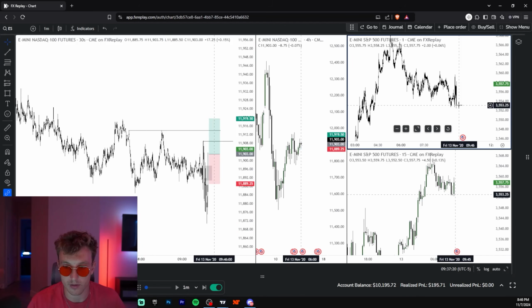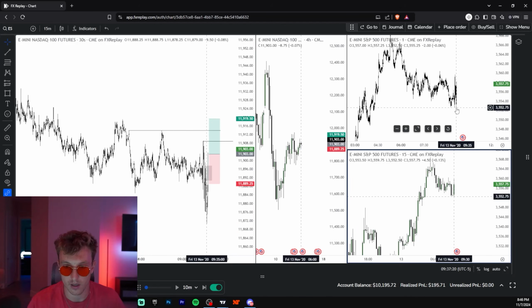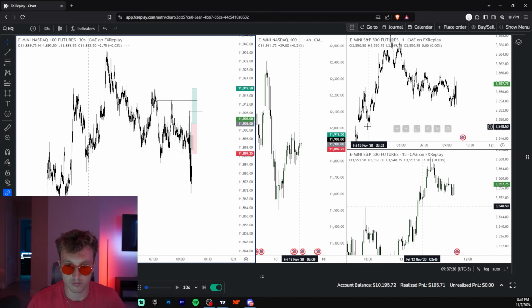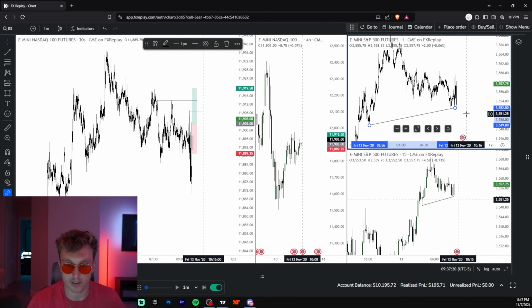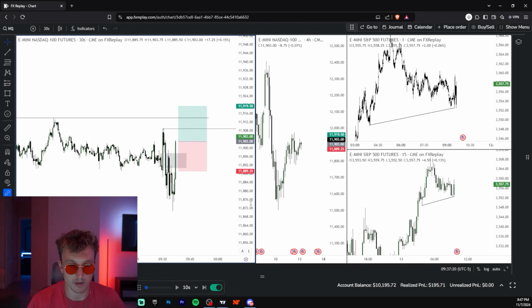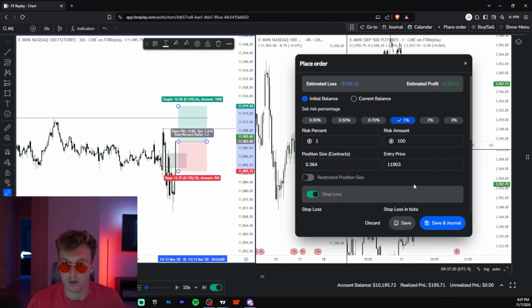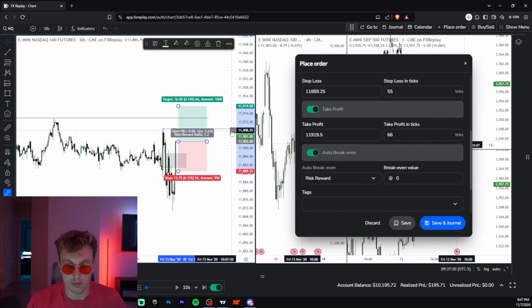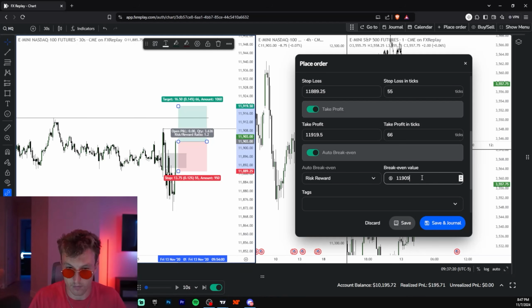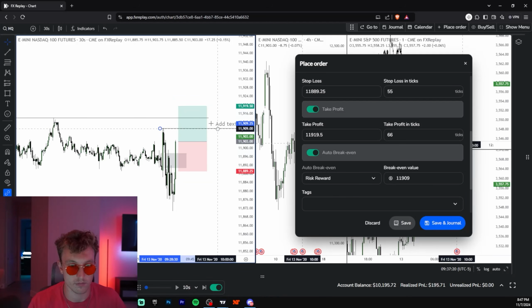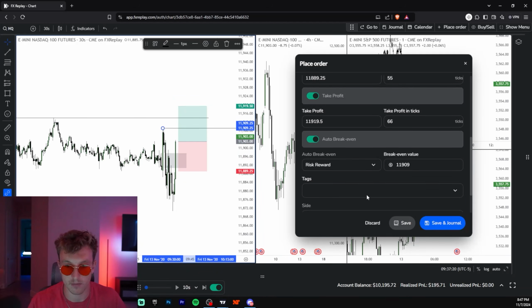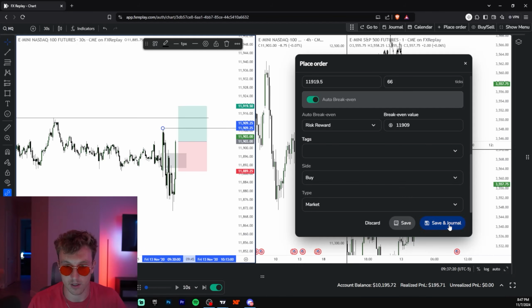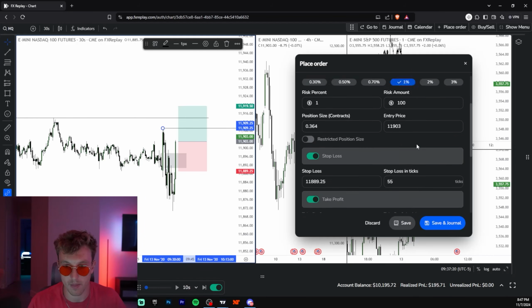we have a liquidity sweep or SMT. Let's see. We do have an SMT here. It looks like, yeah, we have a big SMT. So I think this setup definitely works, but we'll see. And then we'll go auto break even at this high, 11,909. So auto break even here. Buy market, save in journal.